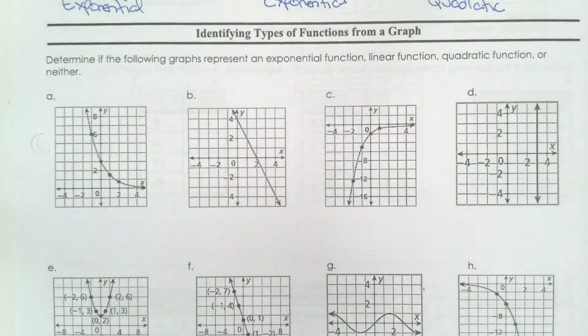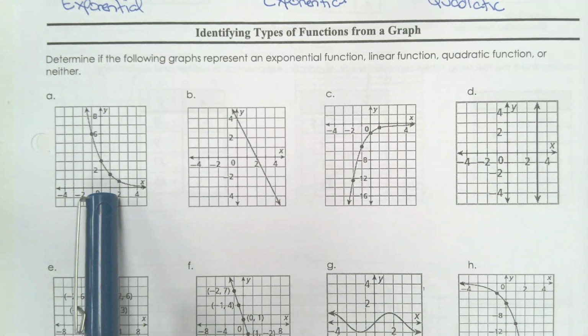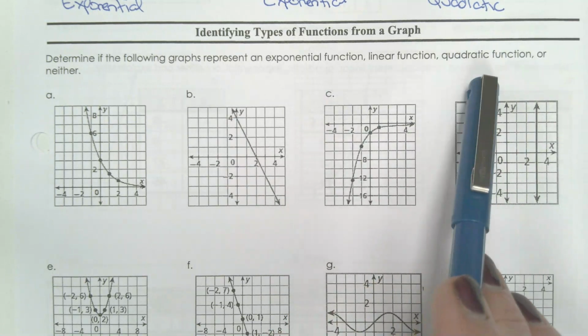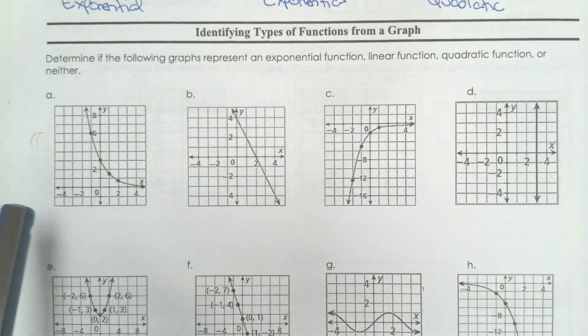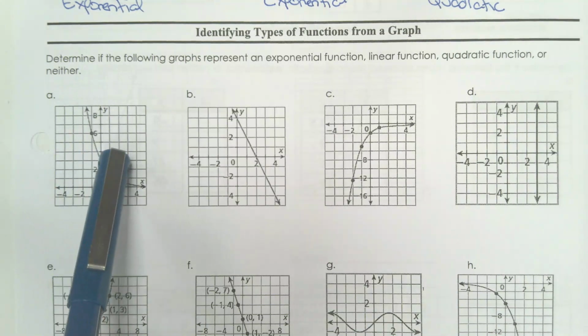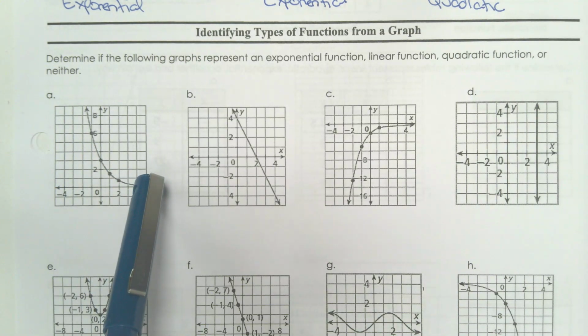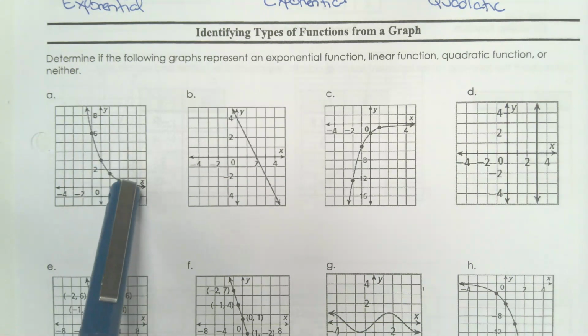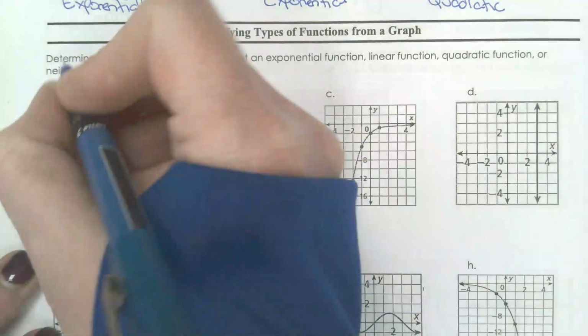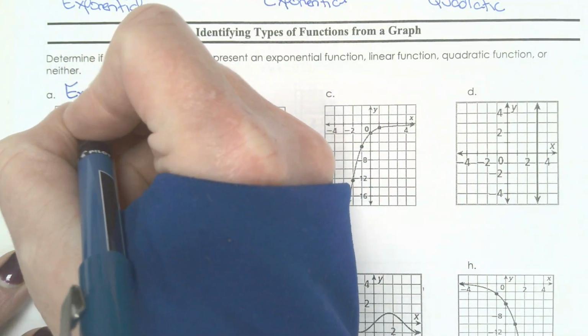Now we're going to move back on, and we are going to see if we can figure out, just by looking at a graph, if it is exponential, linear, quadratic, or neither. So when you look at A, I see kind of this curve happening. What is this kind of a curve? Jayon? Exponential is the correct one.